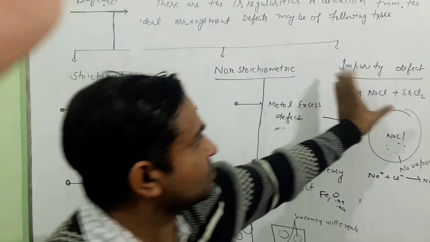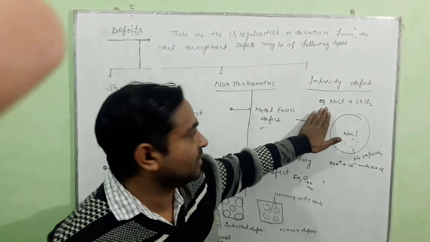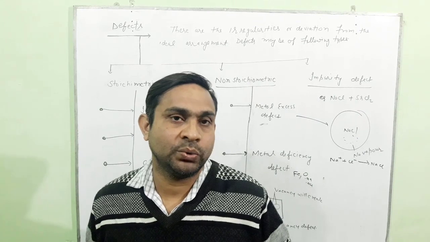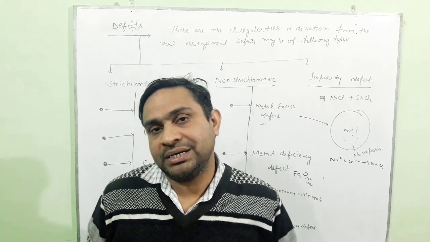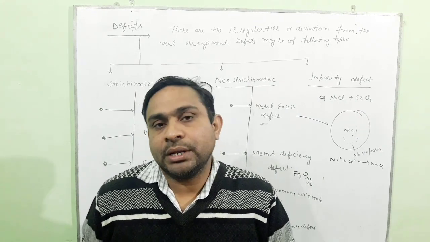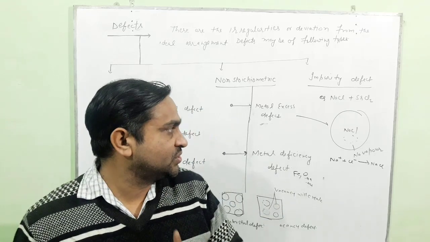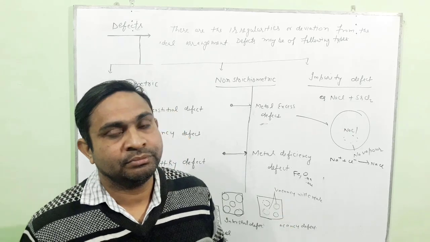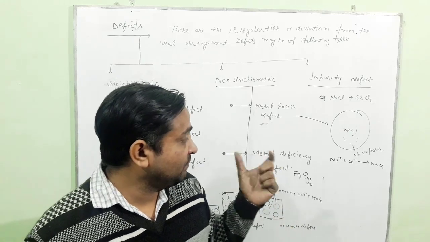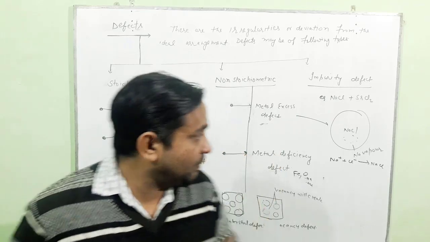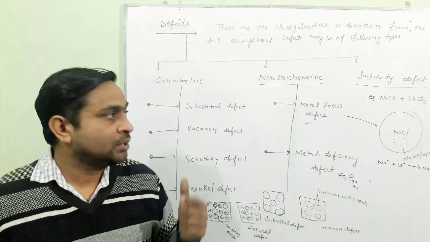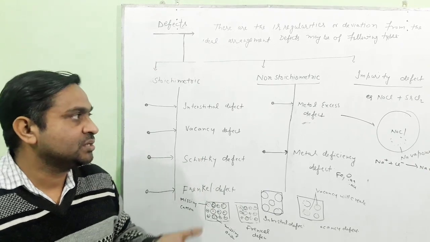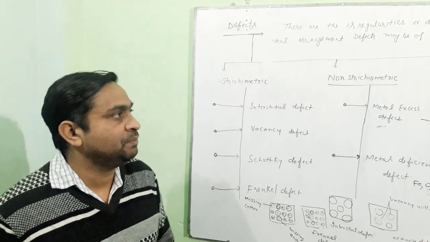Now the final defect is known as the impurity defect. This type of defect is found when NaCl has some impurity of SrCl2, which is strontium chloride. Generally, one strontium ion replaces two sodium ions. The vacancy of one sodium is occupied by the strontium and the other vacancy remains vacant. When there is an extra vacancy, this type of defect is known as the impurity defect.